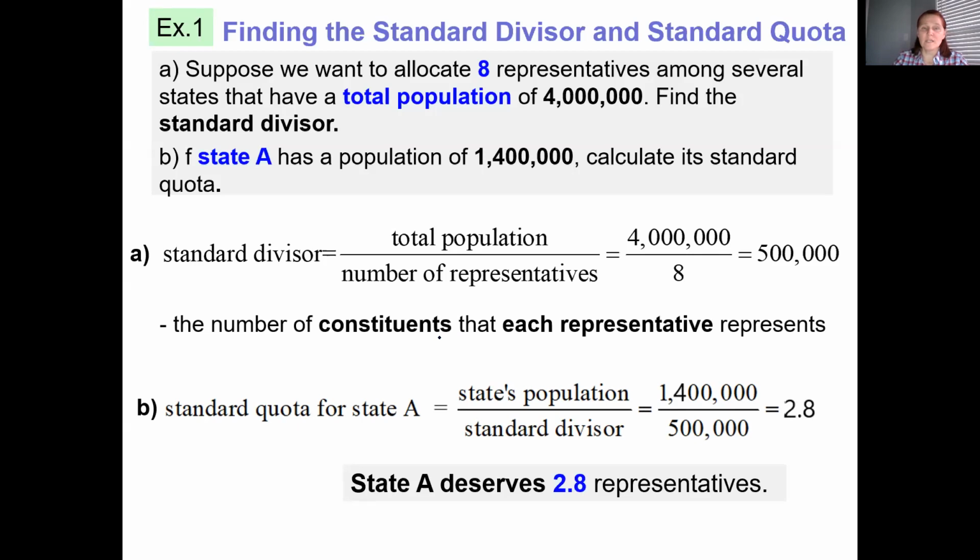Now let us find the standard quota for state A. We take the population of state A, 1,400,000, divided by the standard divisor from the previous step, 500,000, and we get 2.8 representatives that state A deserves. This is a standard quota and it has its fractional part.